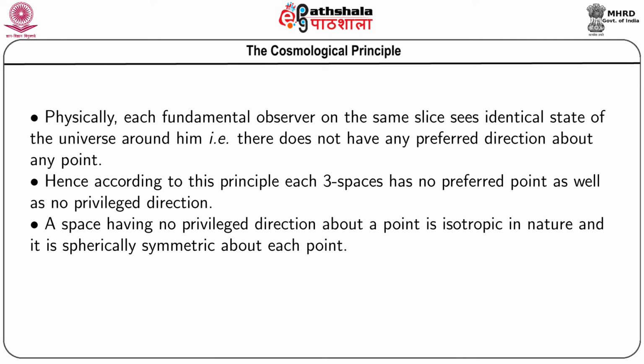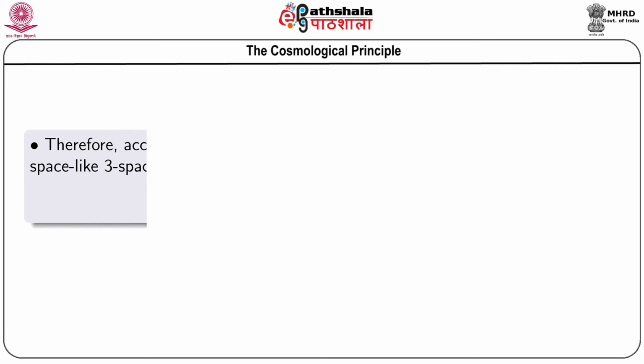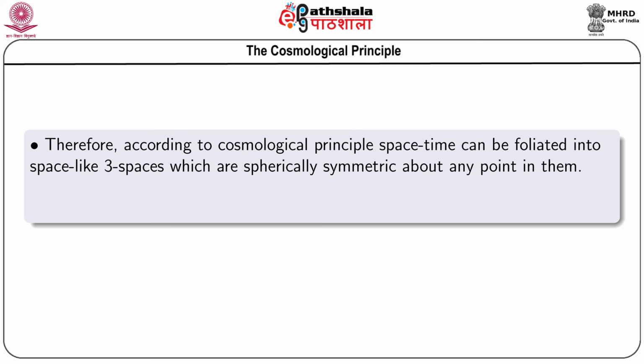A space having no privileged direction about a point is isotropic in nature. In our previous modules of this chapter, we have learned about the isotropic nature and also the spherically symmetric nature about each point. Therefore, according to this cosmological principle, the space time can be considered as space like three spaces which are spherically symmetric about any point in them. So, this is a very important concept from the cosmological principle.